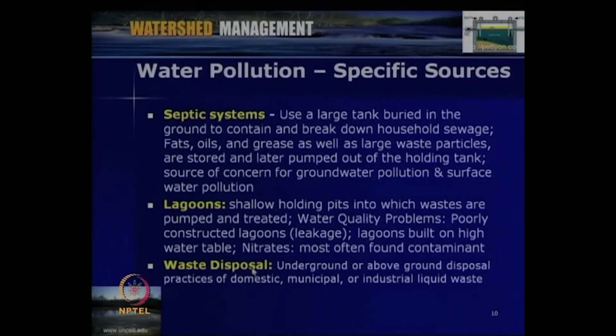Then, waste disposal plants, like underground or above ground disposal practice for domestic, municipal or industrial liquid waste.